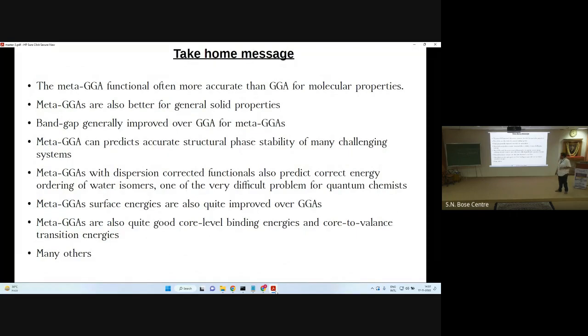Okay. So these are the take-home messages for the meta-GGA functionals. These functionals should be accurate for both. It should be more accurate than the GGA, and it should properly address the band gap problems and the dispersion, whatever I said. Okay. So that is the thing. There are several advantages of this meta-GGA functional over the GGA.